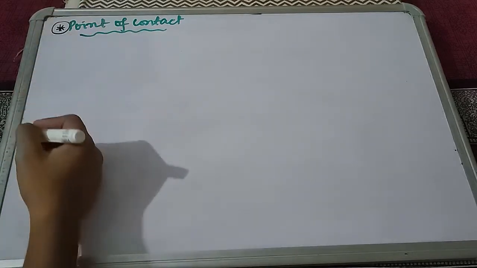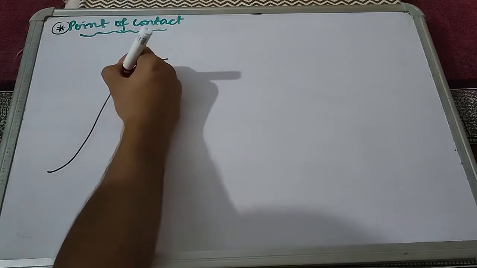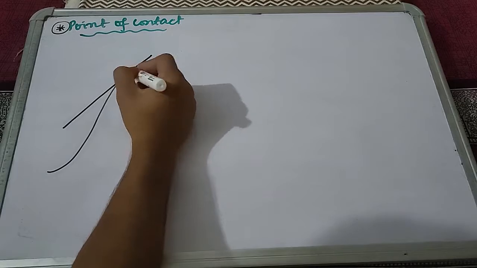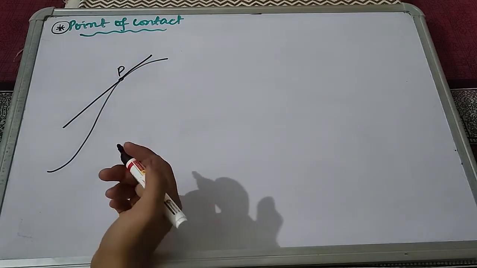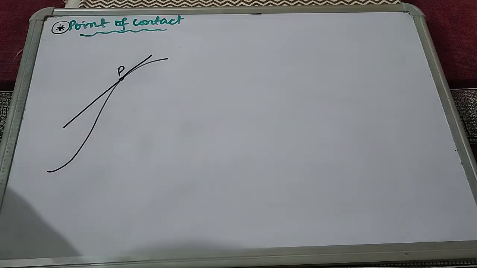Now let us move into another important subtopic, that is point of contact. What is point of contact? Suppose this is your curve and this is your tangent, then this point P is actually your point of contact. Okay. So what are the ways we can find this point of contact?